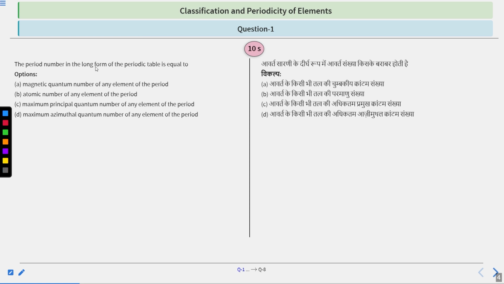The period number in the long form of periodic table is equal to: magnetic quantum number of any element of the period, atomic number of any element of the period, maximum principal quantum number of any element of the period, or maximum azimuthal quantum number of any element of the period. So you have 10 seconds to solve this question. After that, we will see the correct answer.